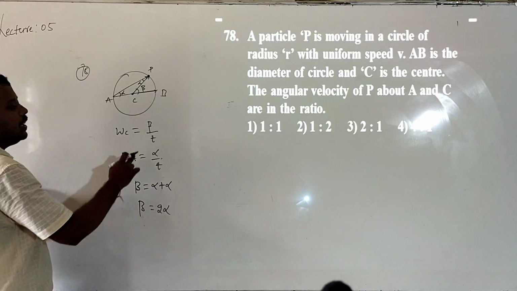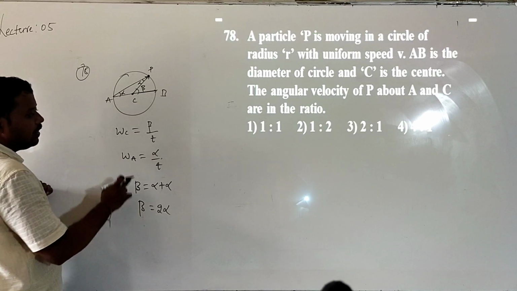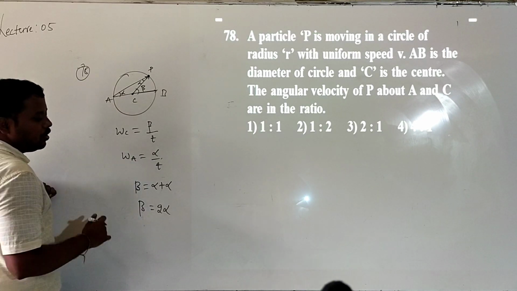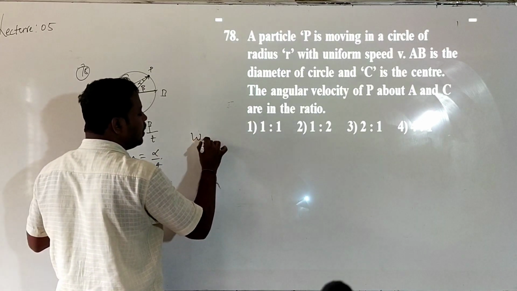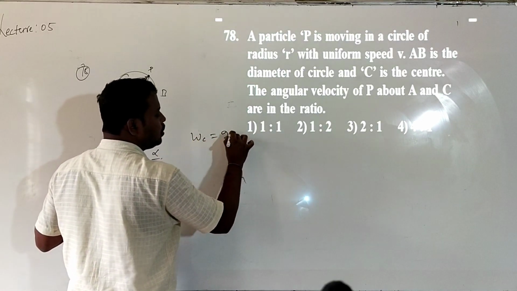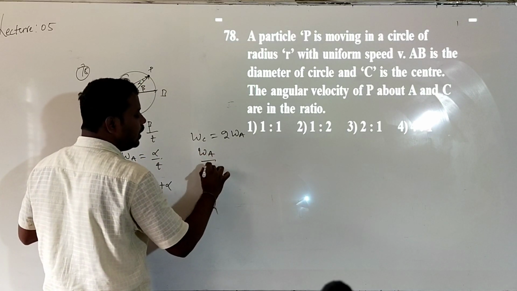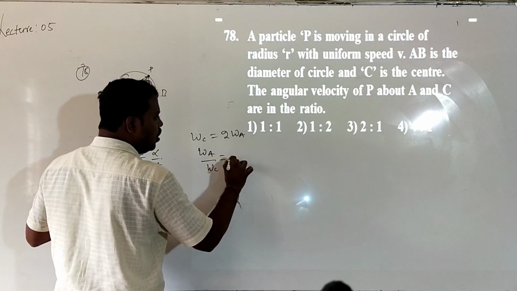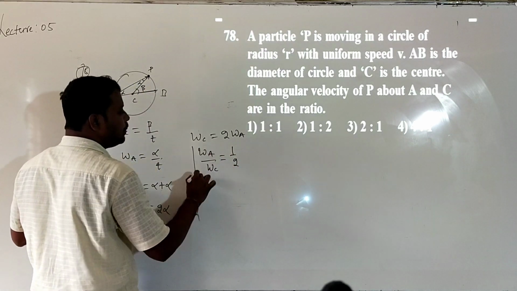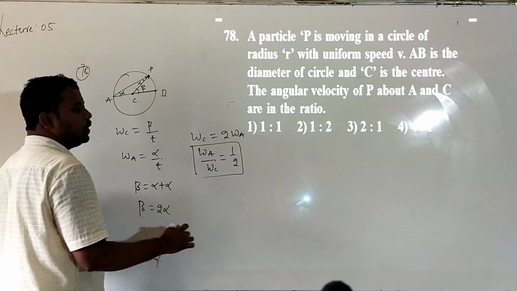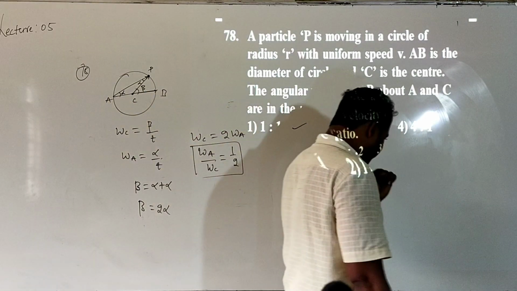So what is the beta value? Beta is equal to omega C into t. Therefore, omega C value is equal to 2 into omega A. Otherwise, omega A divided by omega C is equal to 1 by 2. So the ratio is 1 is to 2.